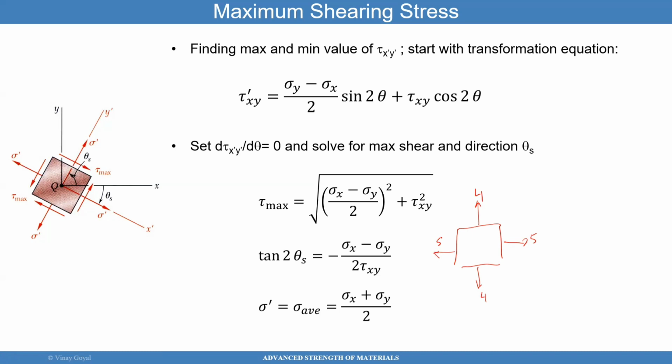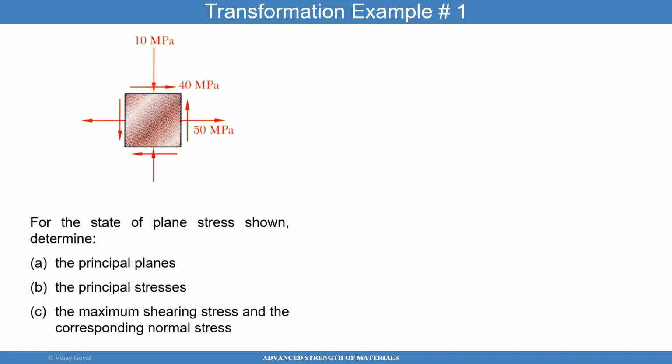The average stress is what? 4 plus 5 divided by 2. That's 4.5. So this stress will be 4.5. So that's what we're talking about there, the normal stress to that surface. So now we're going to do an example on how you will do this, okay?